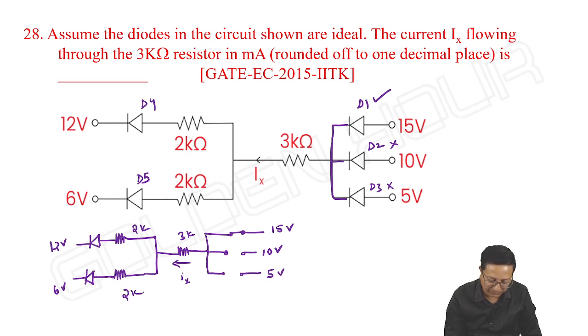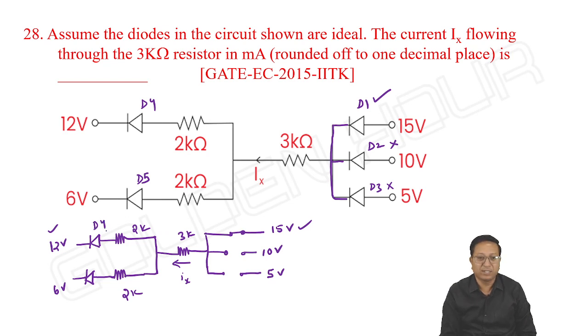2K, 2 kilo ohm. Further, if we observe, from 15 volts to 12 volts, there is a scope for this diode D4 to conduct. Higher potential to lower potential. Again, 15 volts to 6 volts, if you take D5, the cathode of D5 is going to 5 and its anode is going towards 15 volts. It looks like D5 is also conducting. So we are not sure. It looks like both are conducting.